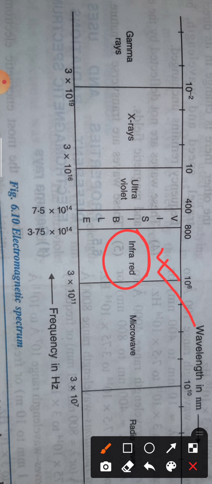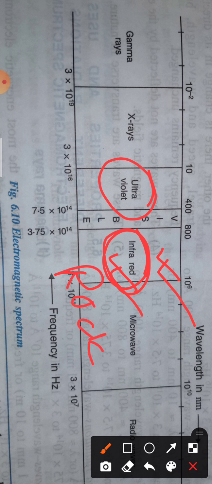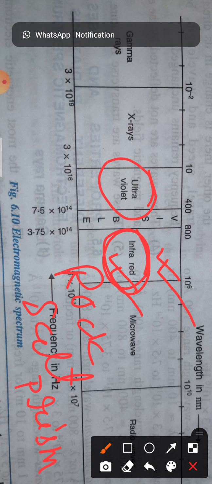And another thing, infrared radiation is obtained by using a rock salt prism. Why? For the same reason: a normal glass prism absorbs ultraviolet as well as infrared radiation. That's why a rock salt prism is used to detect infrared radiation, because a rock salt prism does not absorb the infrared.